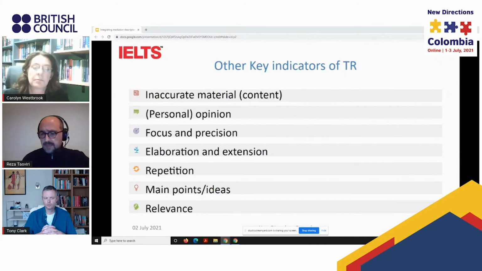And of course, on top of mediation, there were some other indicators in the scales, and these would tap into features that are not necessarily captured via the lens of mediation. For example, the use of inaccurate material, or introducing a personal opinion, or having focus and precision in explanations and expansions, and things like that. So elaboration and extension, repetition of the main ideas would be assessed in the performances, and also the relevance of ideas and expansions.